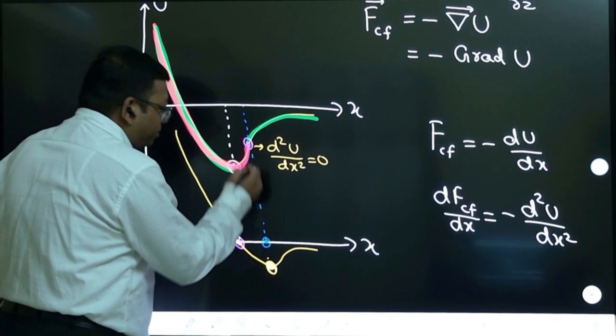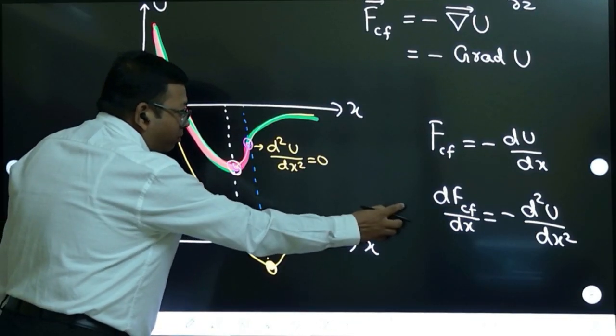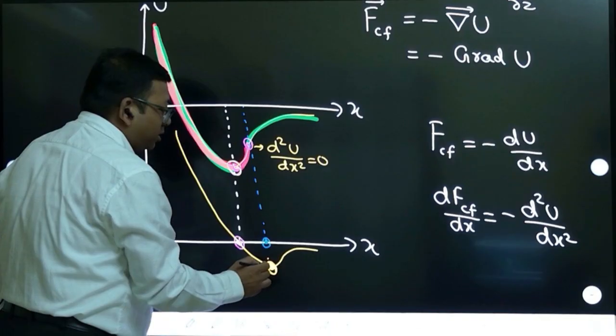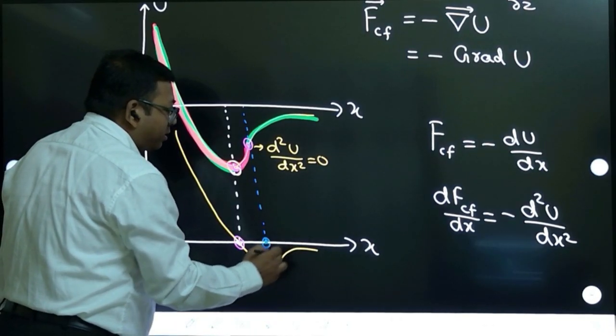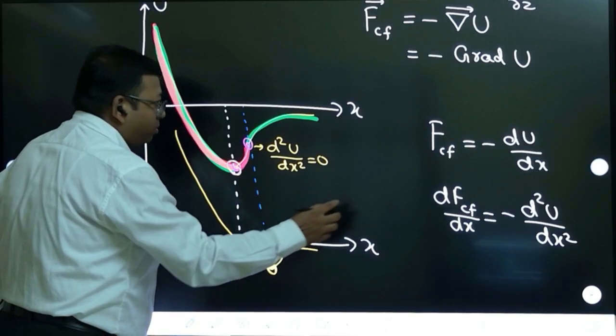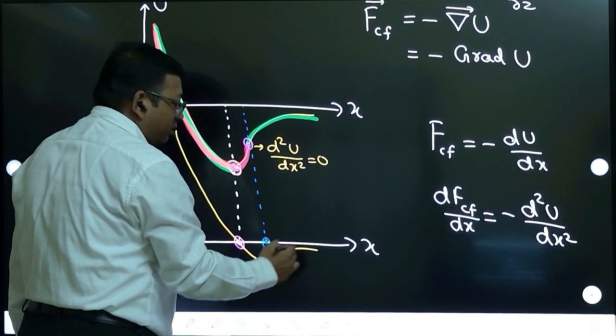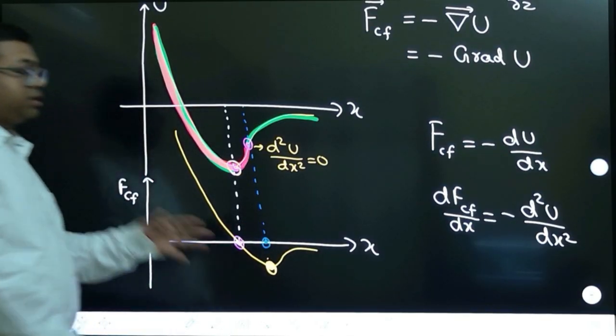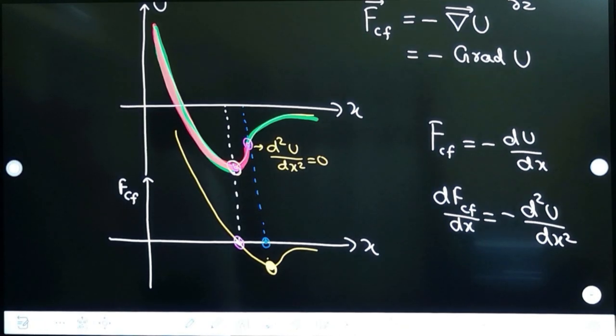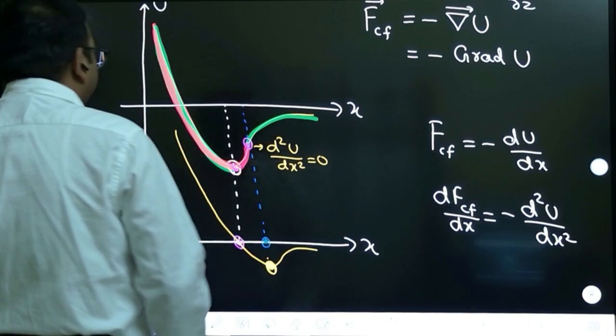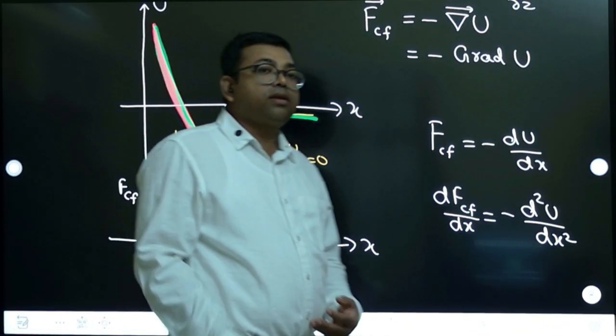That is why at this point, the slope of the force graph is 0, so force is minimum. And after this point, we are getting a positive slope, because after this double differentiation is negative. So that's why the slope is positive. That's the graph. Yes? Fine. So that's the main thing to understand here. Then if you have any other doubts, ask.